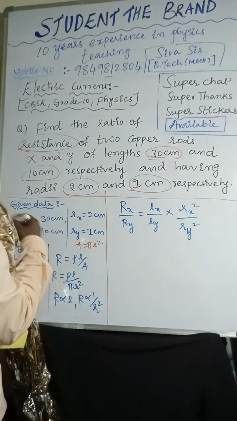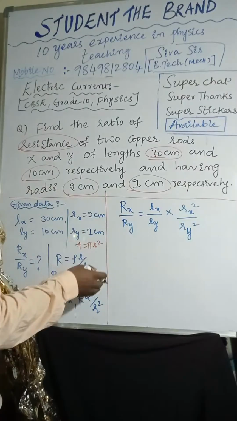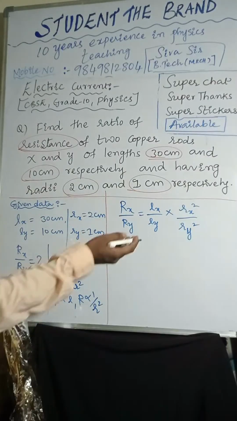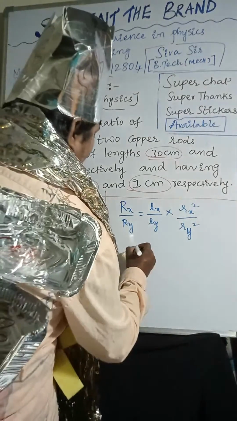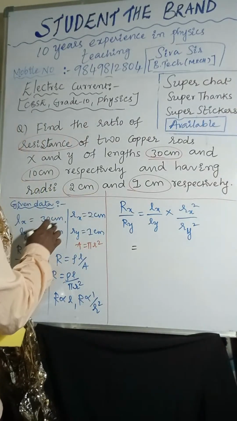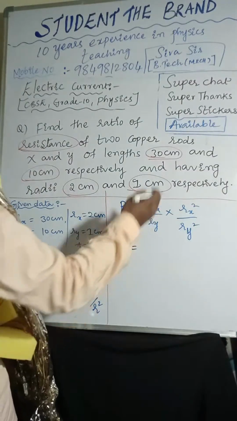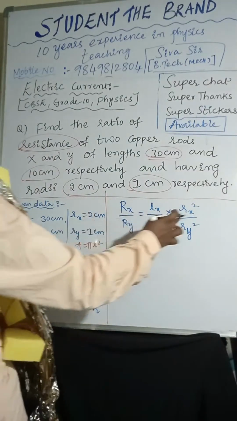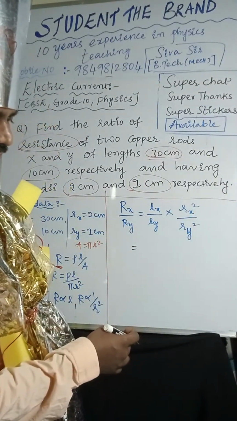If you are converting to meter also you'll get the same, because the meter gets cancelled here also. So you can convert into meter and substitute directly. Anyway, they are asking about the ratio. So if you are taking 10 power minus 2 meter, 10 power minus 2 meter, 10 power minus 2 meter, 10 power minus 2 meter. After solving, here R square, right? 10 power minus 4, you will get 10 power minus 4. Okay.